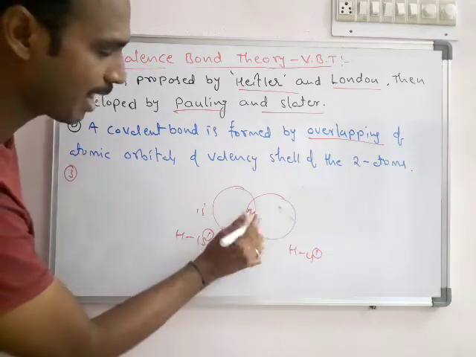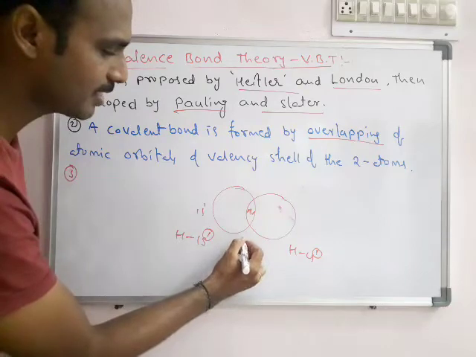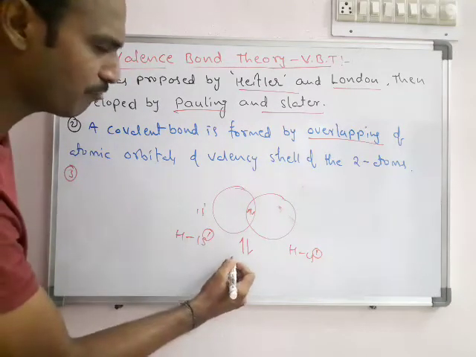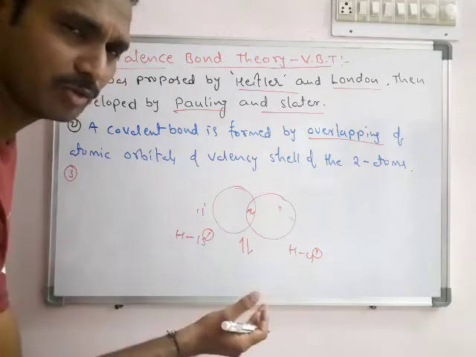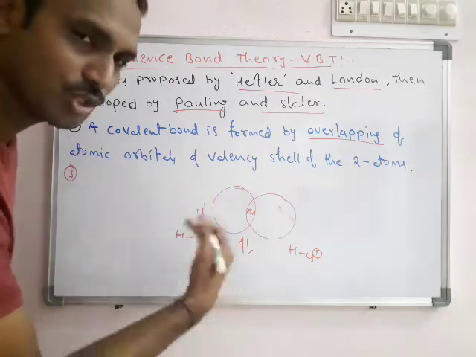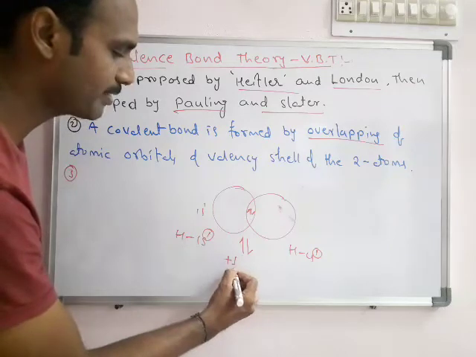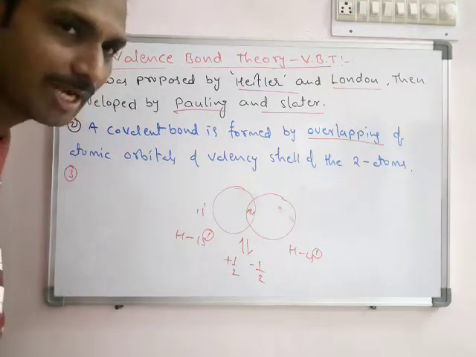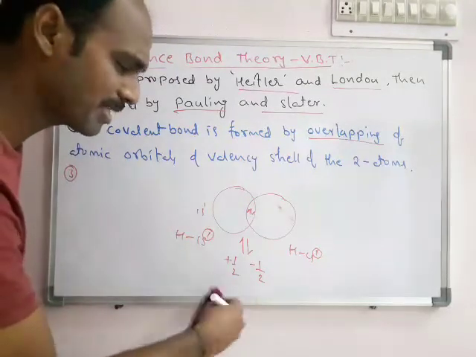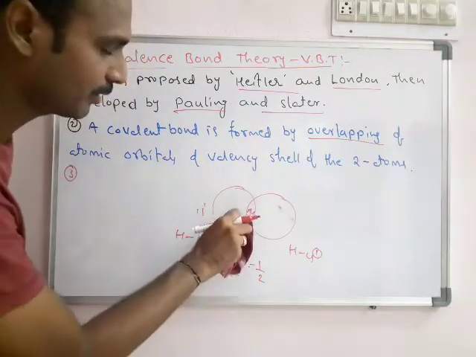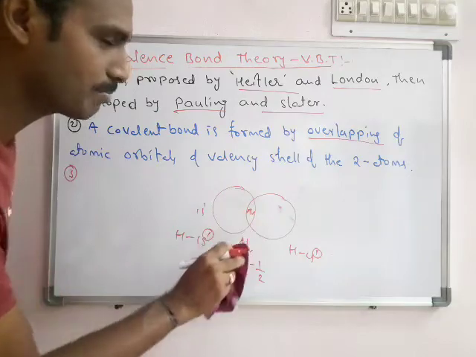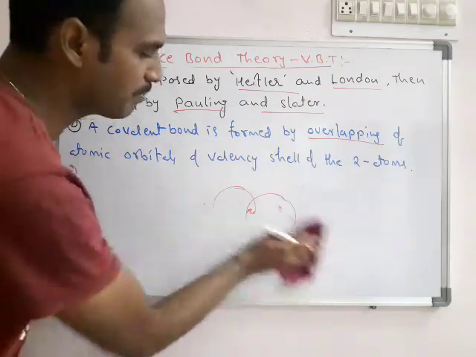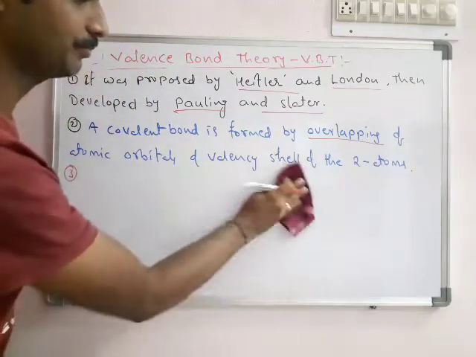And when the overlap happens, we write the symbol like this for two electrons, meaning a bond. Normally a spin exists before the sharing. So when sharing happens, one has plus spin and the second has minus spin. Plus of minus or minus of plus doesn't matter, but the two electrons must possess opposite spins. Opposite spin, and a bond forms according to this theory.